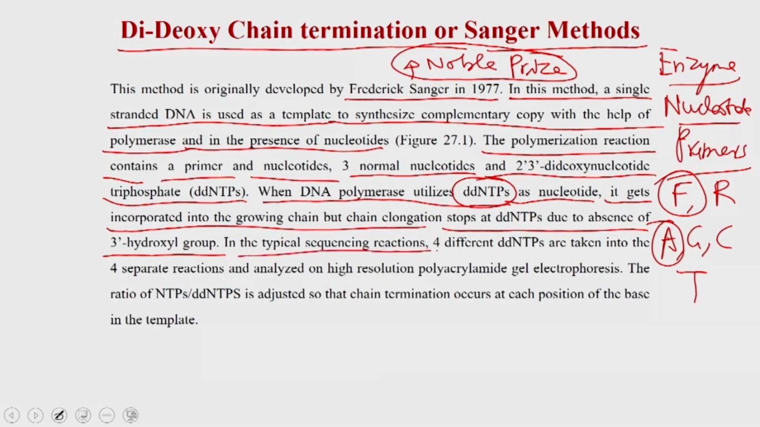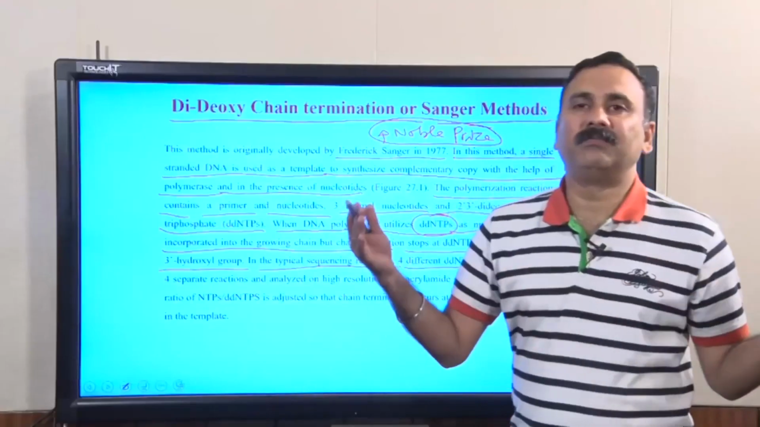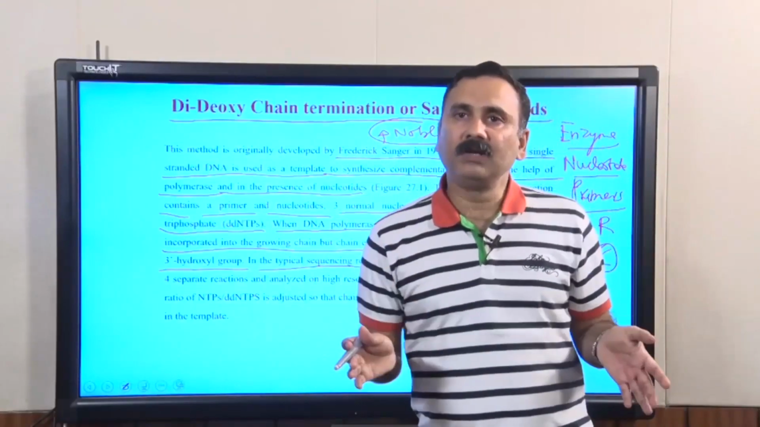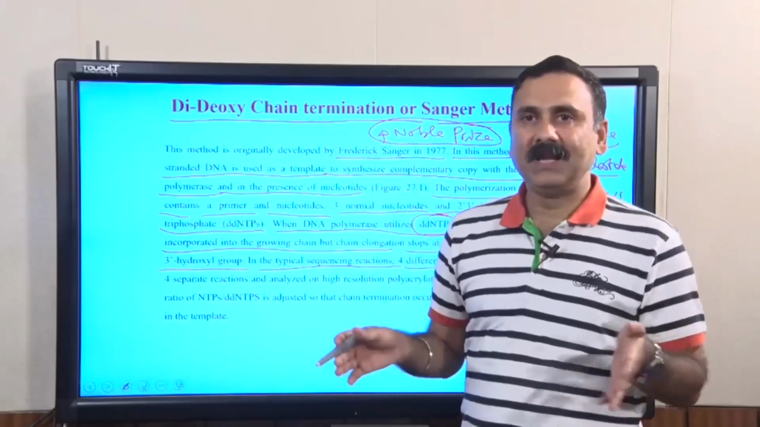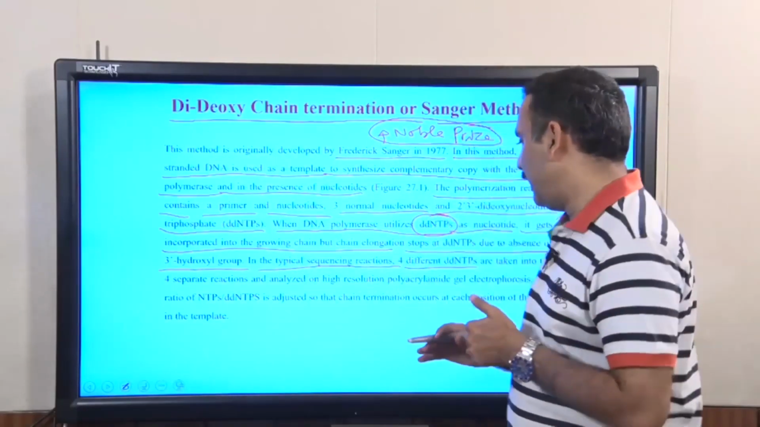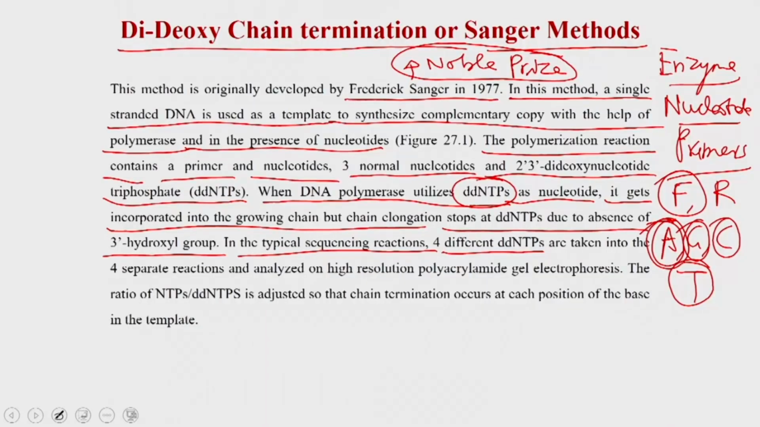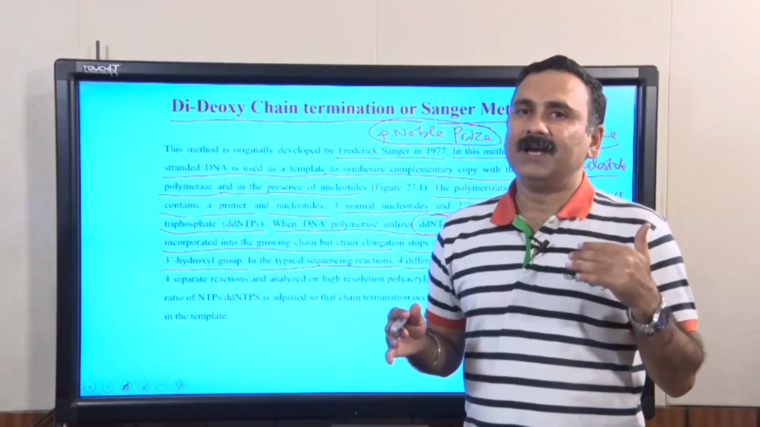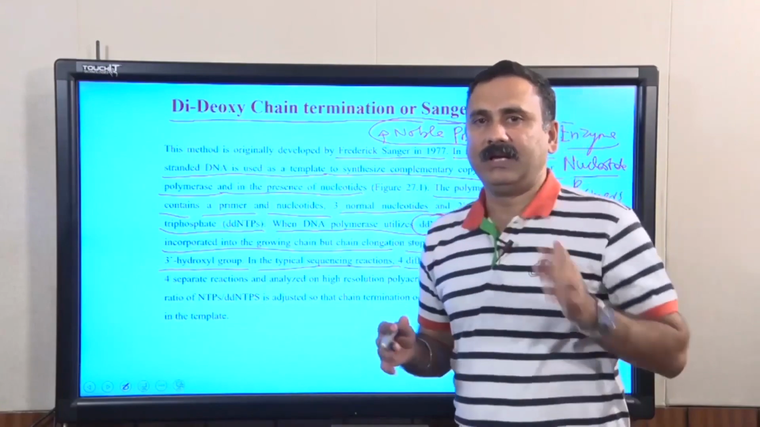In a typical sequencing reaction, you use the 4 different types of dideoxynucleotides, which means you are going to do 4 reactions, one for adenine, one for guanine, one for cytosine and one for thymine. Then you run these 4 separate reactions onto high resolution electrophoresis gels, and then you analyze them, and once you interpret these, you will be able to get the sequence of that particular DNA.